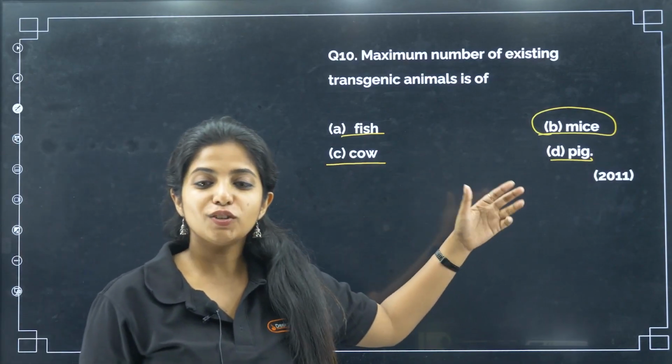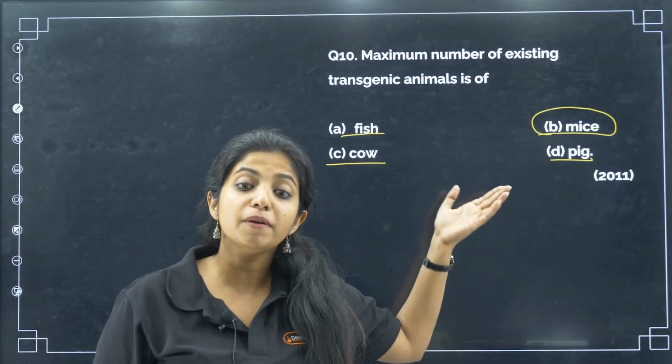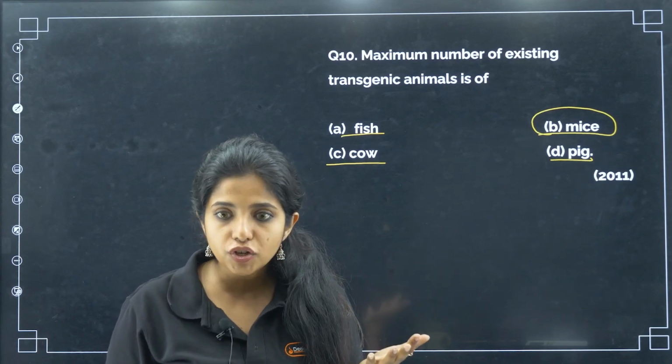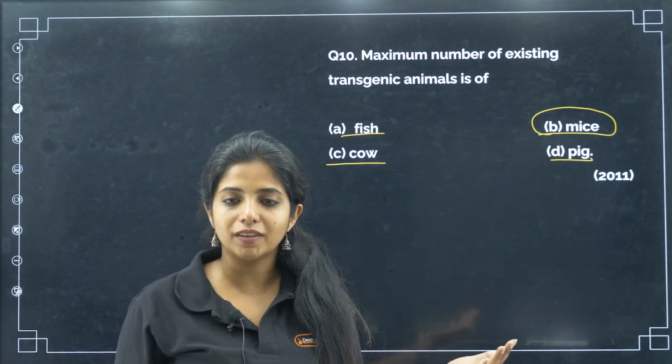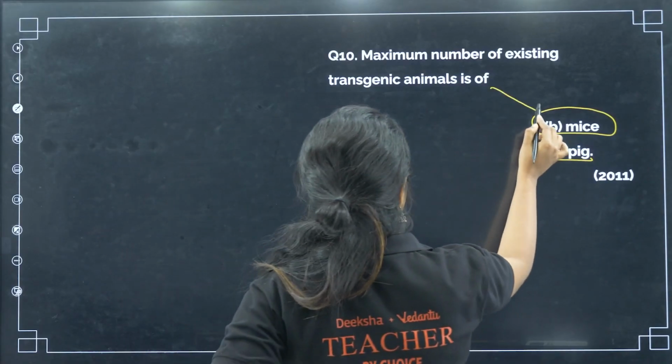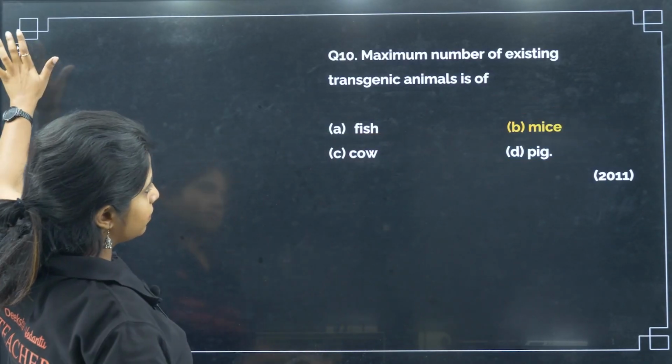Talking about pig, so initially humans were given pig insulin, but some human beings were becoming very allergic to it, which is why we thought that we should be doing something about that, and that's how Eli Lilly came up with this particular idea. So it is mice that is being used the most.